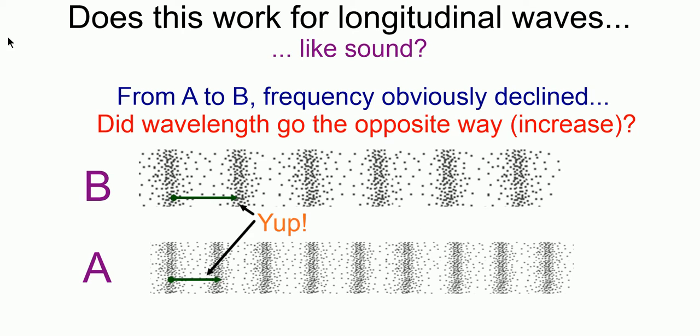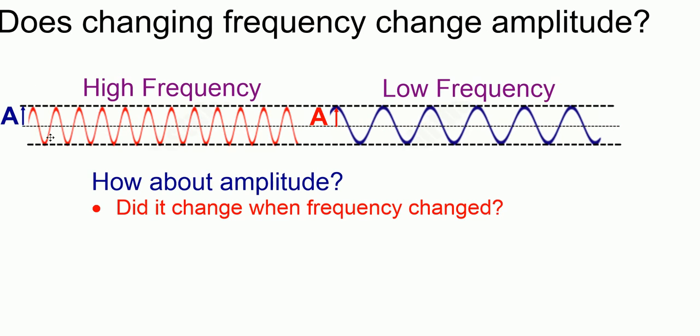Is that true? Yup. Look at that wavelength. Frequency decreased, and wavelength got bigger, didn't it? Yep. Again, wavelength must change if frequency changes, and it's in the opposite direction, isn't it? They're inversely proportional. If one increases, the other decreases.